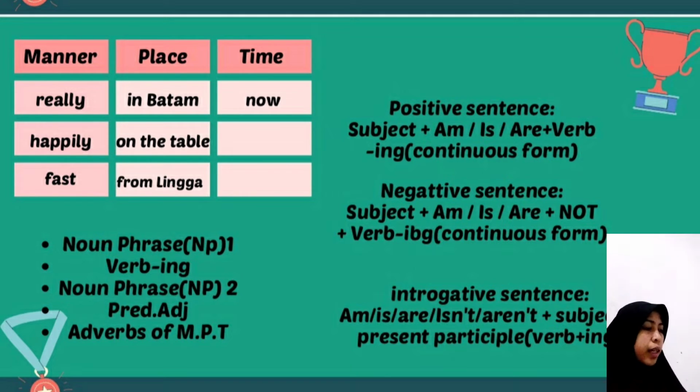Okay, for the present continuous formula, positive sentence is subject plus am, is, or are plus verb-ing. And negative sentence is subject plus am, is, or are plus not plus verb-ing. And for interrogative sentence is am, is, or are, or is not or are not, plus subject plus present participle.